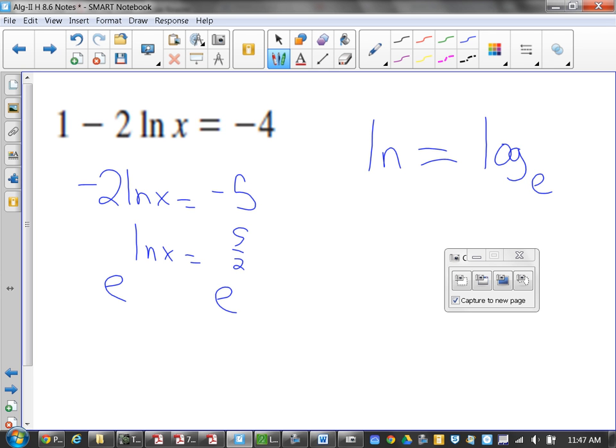Can we just leave it as e to the 5 halves? Do you want us to actually do it? It's 12.18, to 2 decimals. They'll probably tell you.